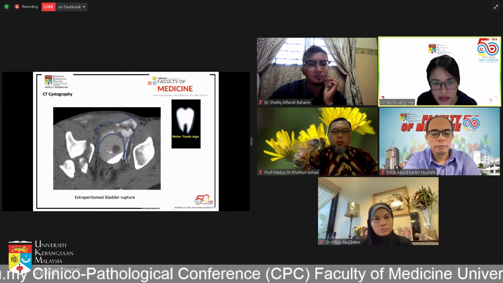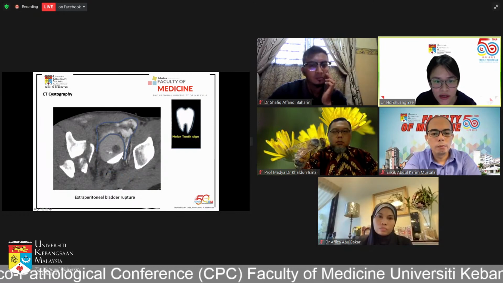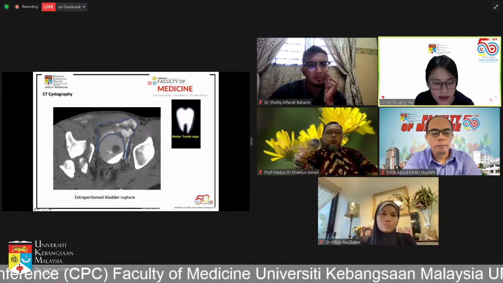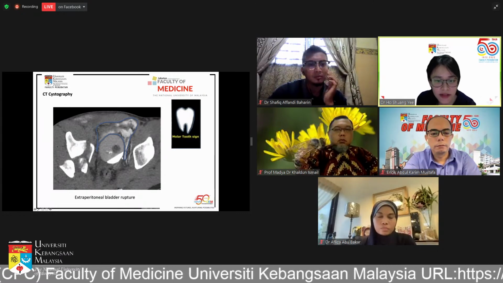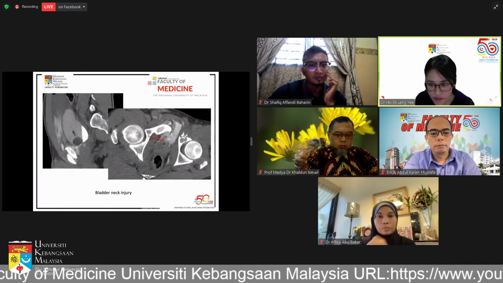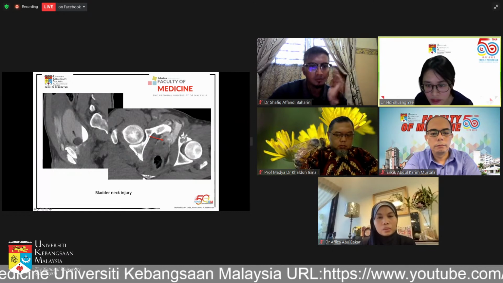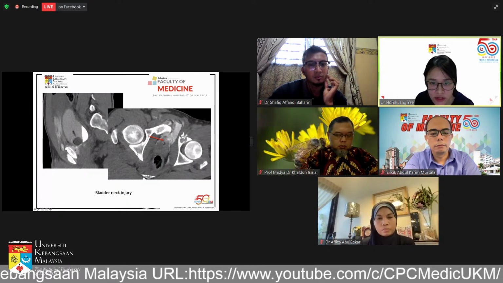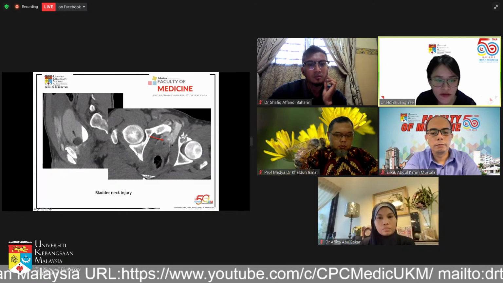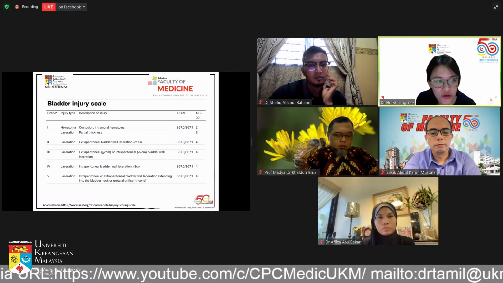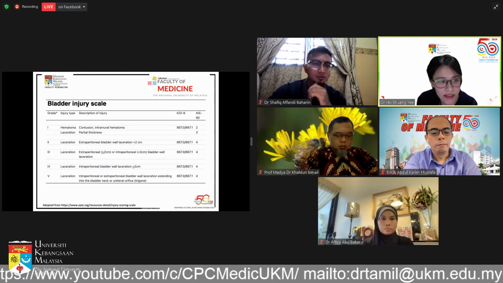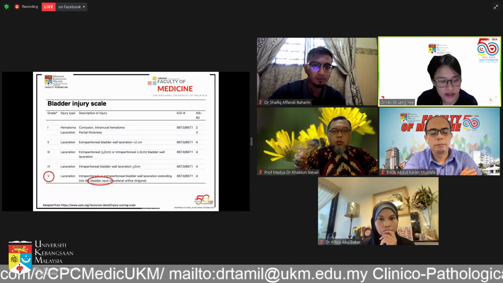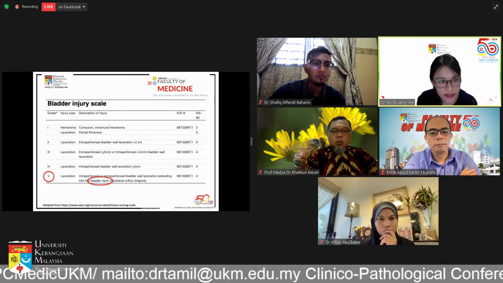So from here, we can see this is a molar tooth sign. This one outlined by this blue line is a molar tooth sign. It's in keeping with an extraperitoneal bladder injury. If you look at the level of the bladder neck, we can see the contrast extravasation is actually from the bladder neck. So this patient has a bladder neck injury with an extraperitoneal hematoma. Going to the AAST bladder injury classification, because this patient has a bladder neck injury, it falls under grade 5 bladder injury.